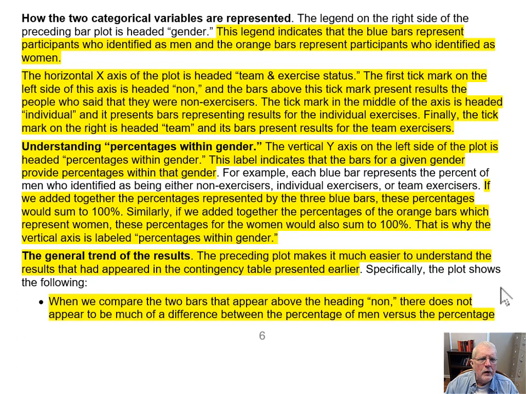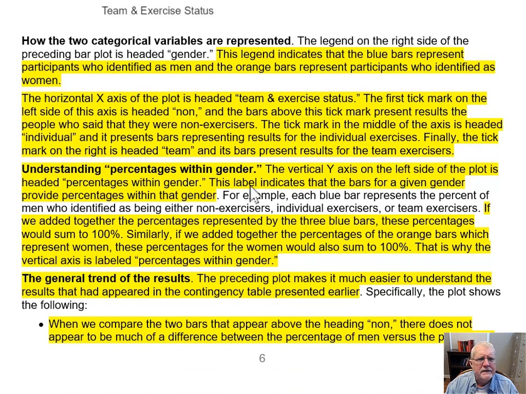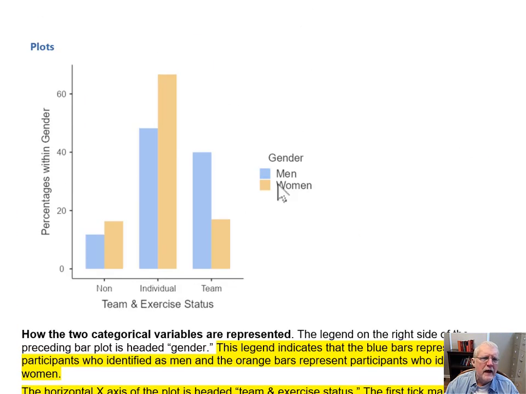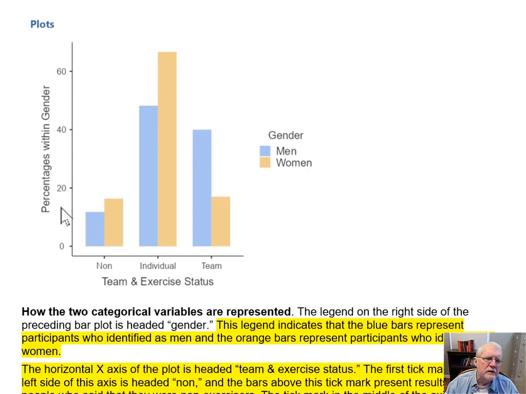Let's continue. I am still on page 6. We come to this, understanding percentages within gender. The vertical y-axis on the left side of the plot is headed percentages within gender. This label indicates that the bars for a given gender provide percentages within that gender. What is he talking about? Here's the y-axis, the vertical y-axis. It is headed percentages within gender.